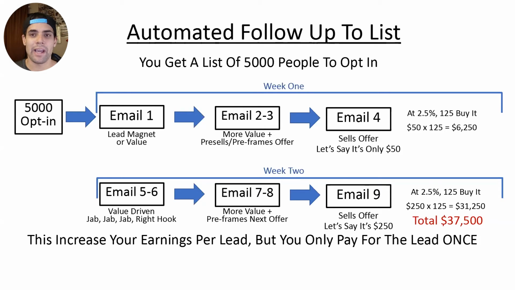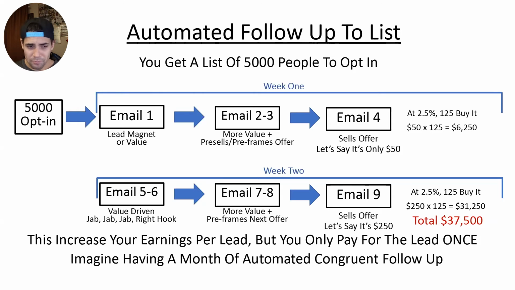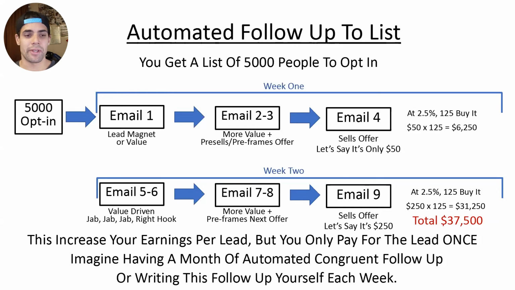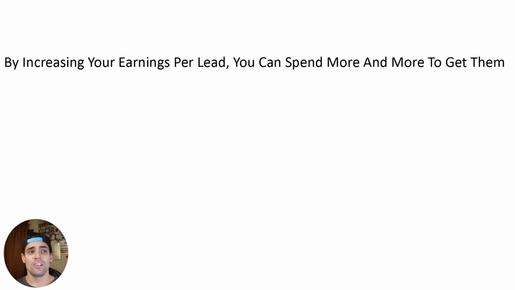They don't make the money back the first month. They don't make the money back their second month. Maybe they're just breaking even their second month. And month 3, month 4, month 5, month 6 is insane profit, right? That's how it works. So imagine having a month of automated congruent follow-ups while also doing your own emails, right? Or again, writing your own follow-up each week to a list. Very powerful stuff.